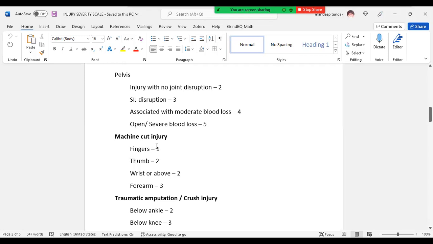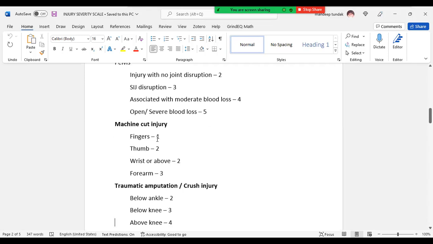Coming to common machine cut injuries, which you see in plastic surgery patients, if fingers are injured, even 1 finger, 2 fingers, 3 fingers, or all 4 fingers, the score given is 1 only. If the thumb is avulsed, except for the thumb, the injury AIS score is 2. For wrist and above injuries, like wrist cut injury or forearm cut injury where tendons are injured, the score given is 2. But if the cut injury is at the forearm and arm, above the wrist, then the score given is 3.